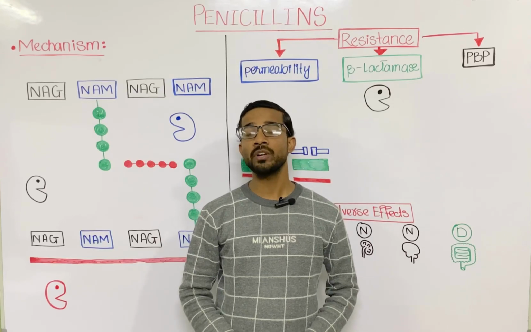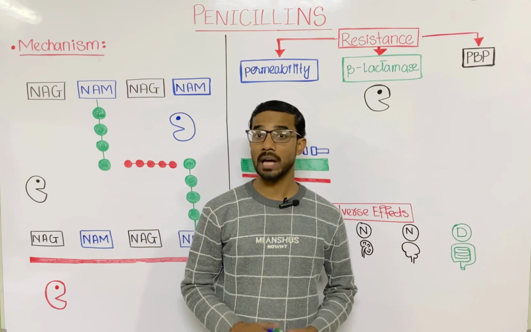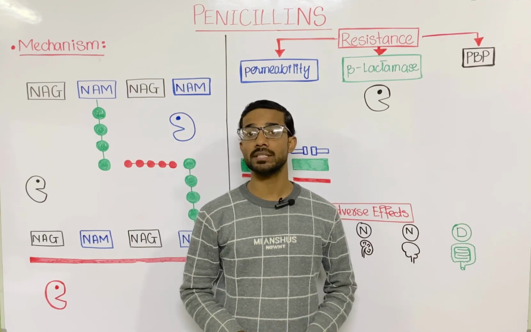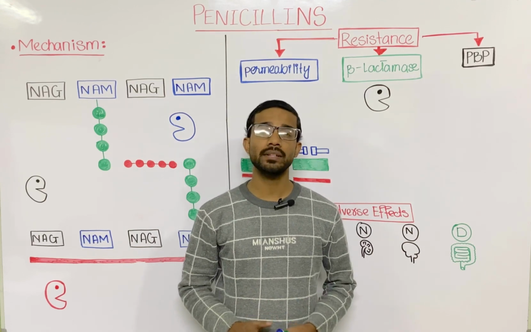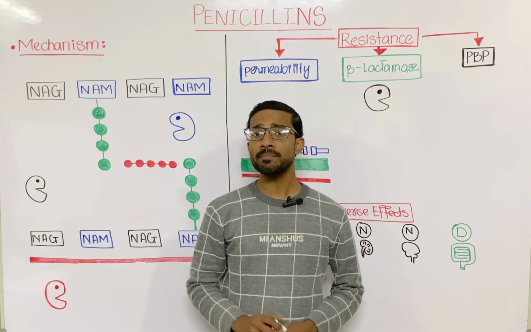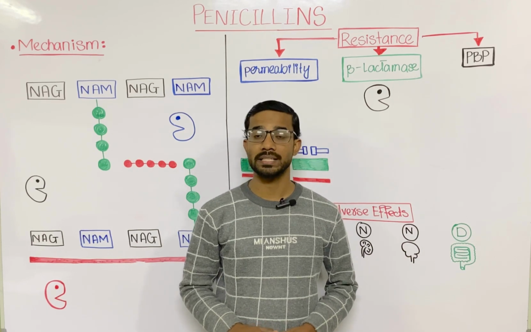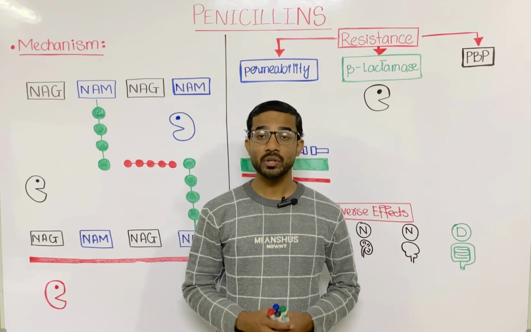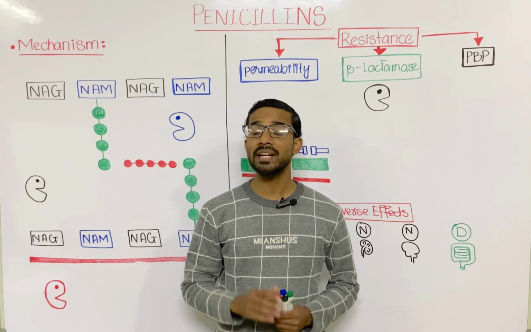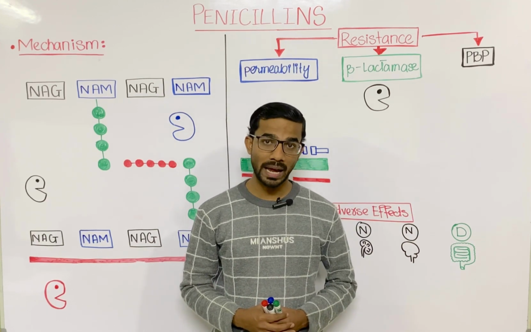In this lecture, we are going to discuss the mechanism of penicillin resistance, how bacteria develop resistance against penicillin, and the different adverse effects of penicillin. So the most important component present in the cell wall of the bacteria is the peptidoglycan. Penicillin will inhibit the formation of the peptidoglycan.